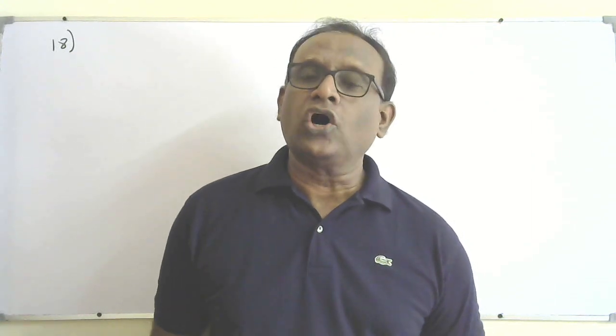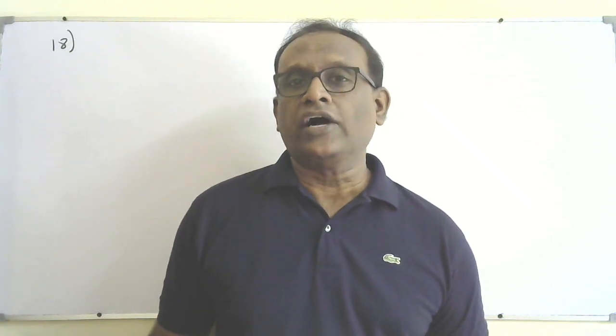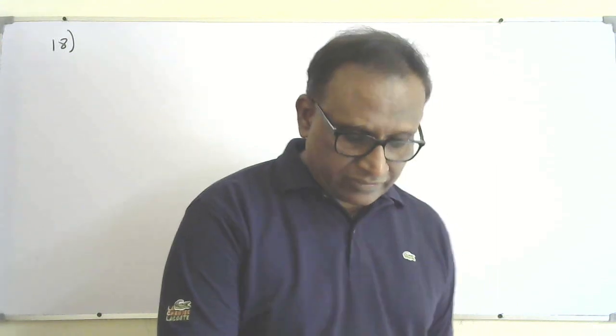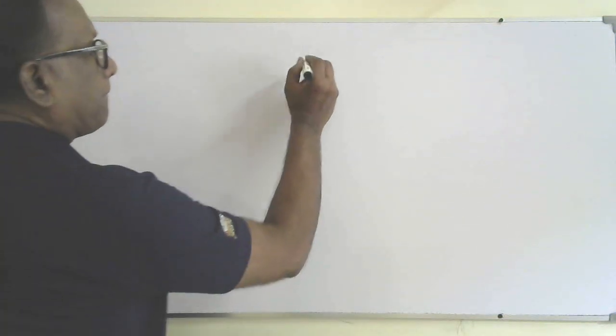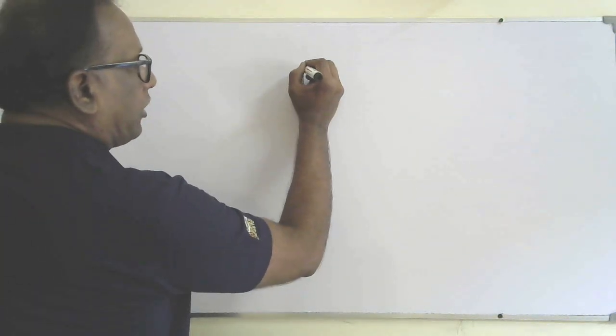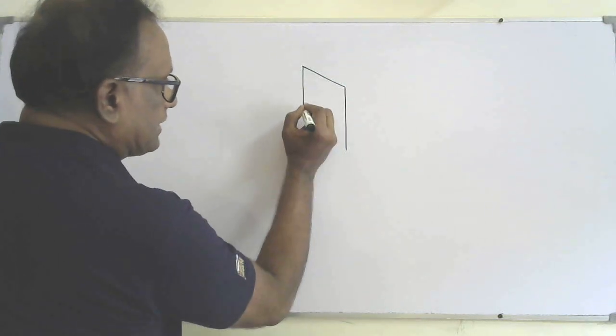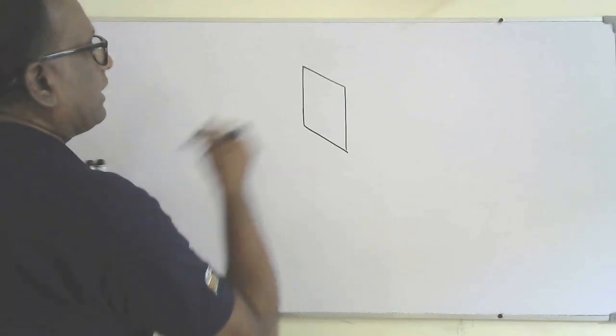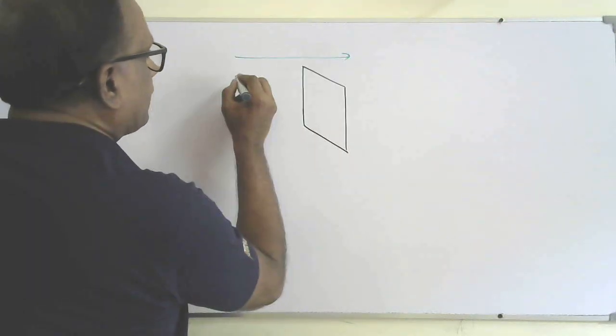We can say when the coil rotates, the magnetic flux linkage with the coil is changing. You know the magnetic flux linkage with the coil is given by... So if the coil is kept like this, it could be a circular coil or rectangular coil, whatever it is, and if the magnetic field lines are towards the right, something like this.